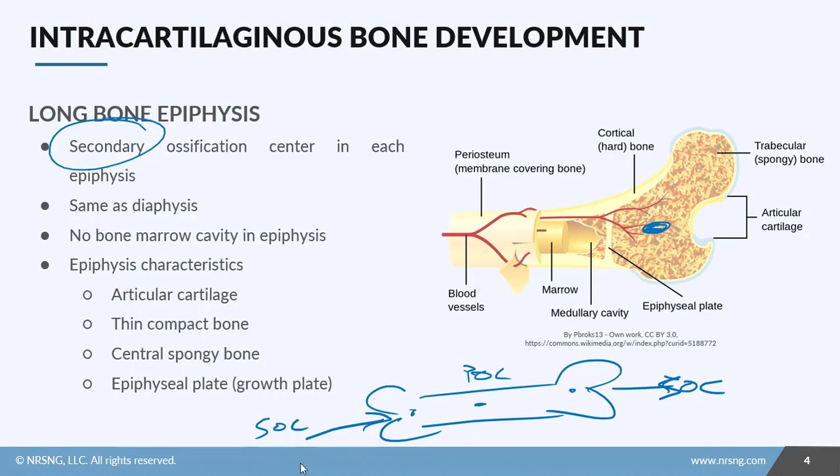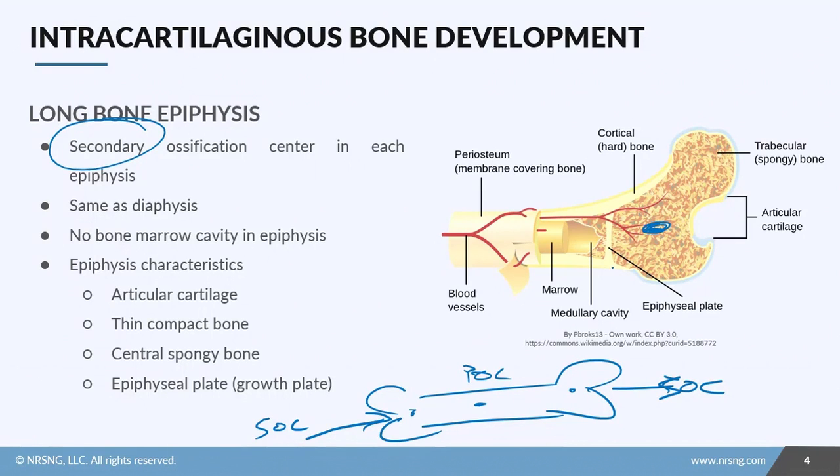You get the primary ossification center, you grow your periosteum, everything lays down, and then the only difference is that you don't have the bone marrow cavity. You don't have the medullary cavity that forms here. It's just that you don't have osteoclasts to break that down.